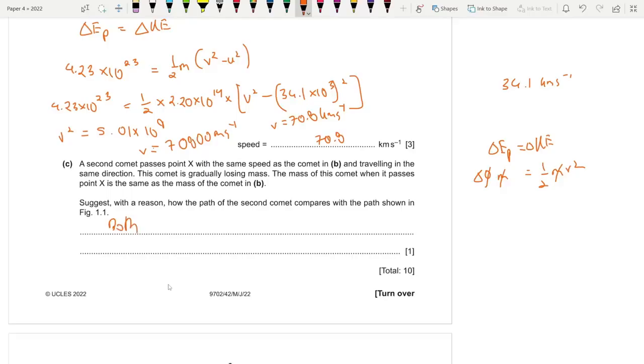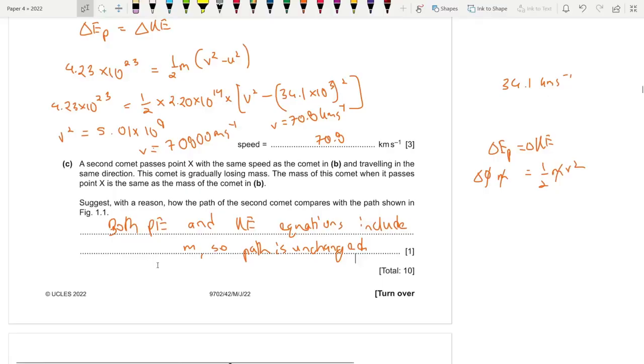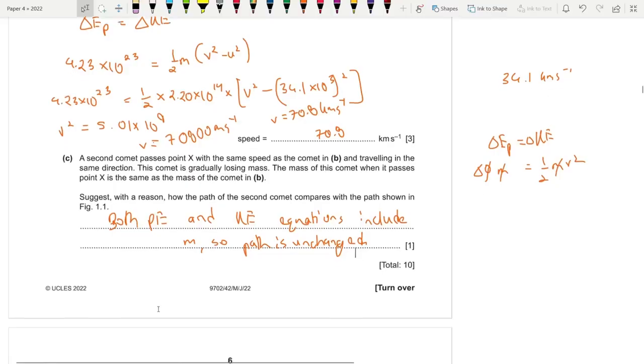So both potential energy and kinetic energy equations include m. So path is unchanged. There was a similar question in ON 2021 on centripetal force on mass, the effect of mass.